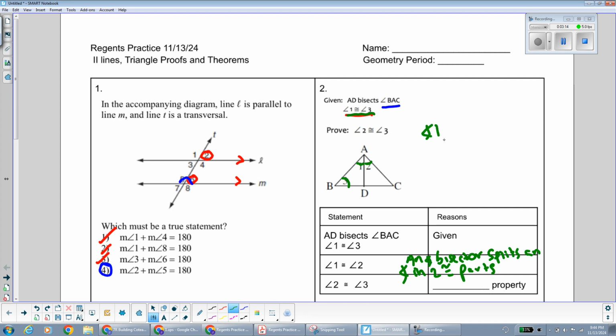So we had that angle 1 was congruent to angle 3 from the givens. We have that angle 1 is congruent to angle 2 from the angle bisector. Notice how both angle 3 and angle 2 are congruent to the same angle 1. So that means these have to be congruent to each other. If they're both congruent to the same third angle, they have to be congruent to each other. And that is the transitive property.